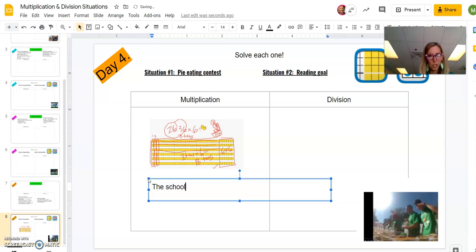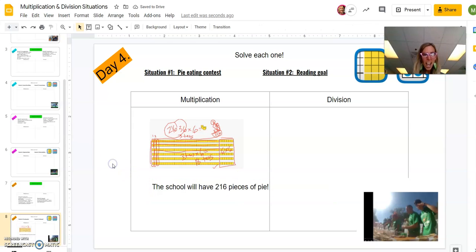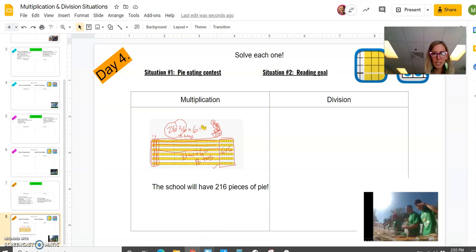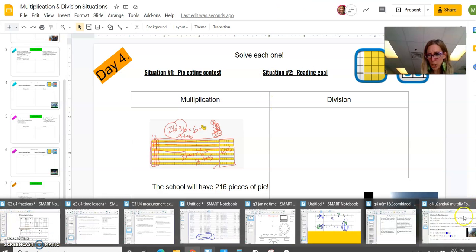The school will have 216 pieces of pie for the pie eating contest. Yes. Okay, but what about the division? How are we going to solve the reading goal division? So let's say I'm like, well, I don't want to use the number pieces app. I just want to use the whiteboard app. Okay. Well, let's see how many pages were in this book.